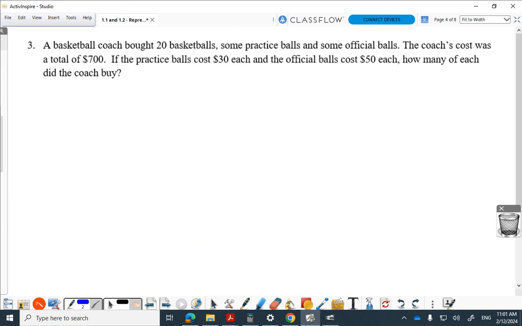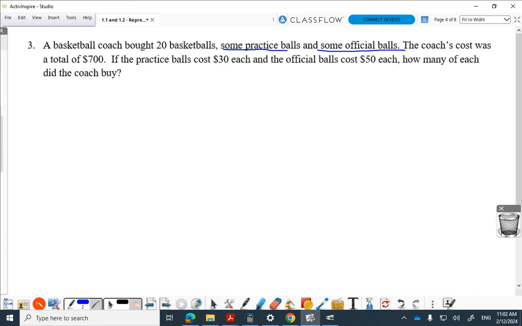Here's the other type of word problem that's going to drive us nuts this chapter. Ooh boy, if you've fallen asleep, wake up for this. A basketball coach bought 20 basketballs, some practice balls, and some official game balls. Apparently they were two different prices. Some cheap basketballs and some expensive basketballs. The coach's cost was a total of $700. If practice balls cost $30 each and official balls cost $50 each, how much of each did the coach buy?